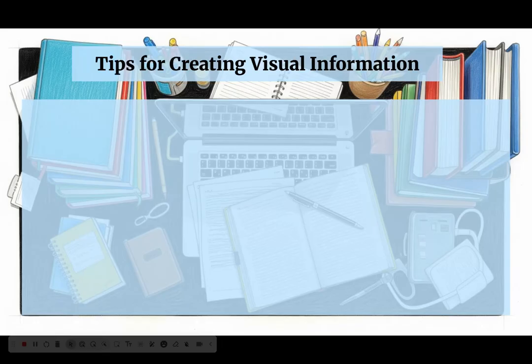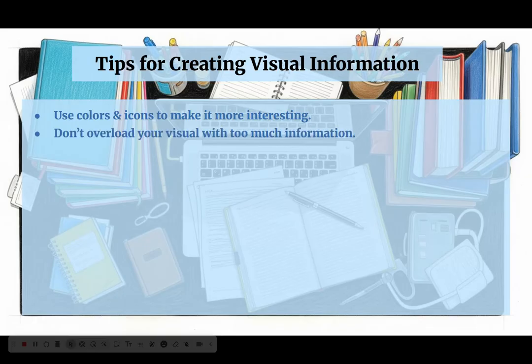When you create visual information, here are a few tips to make sure you're doing it correctly. Please use colors and icons to make it more interesting. You want to make it not overwhelming for people, but make sure that people are like, wow, this looks great. So use enough color and icon to make it interesting. Don't overload your visual with too much information.